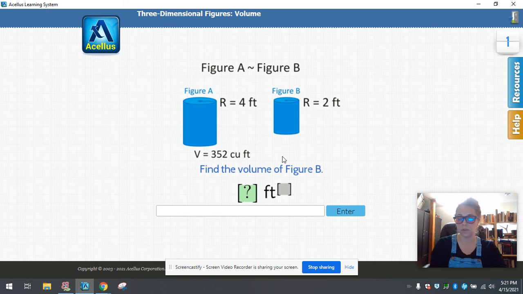All right, got another proportional equation. I've already showed you 2 of those. Find your ratio of the 2 numbers that correspond that you know. Cube it. Set up a proportional equation.